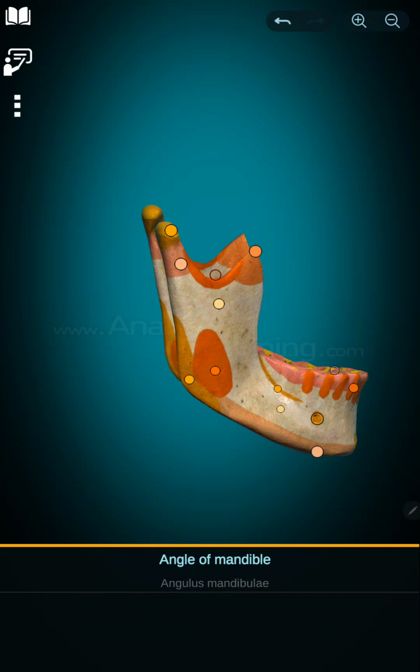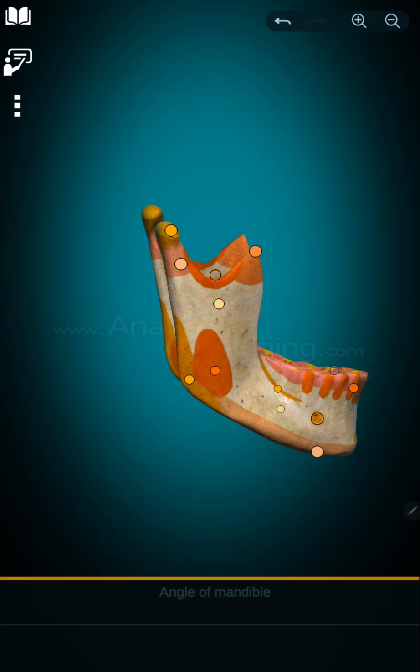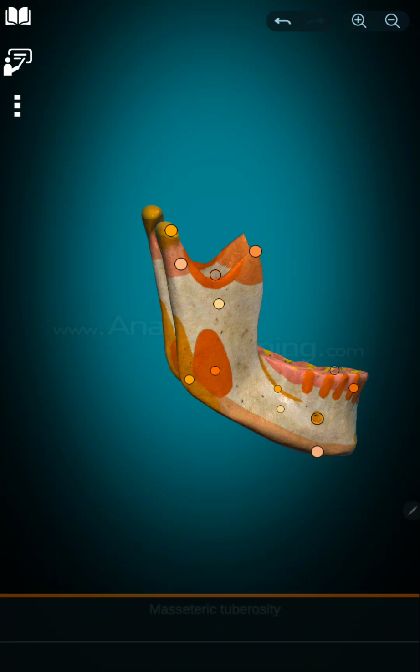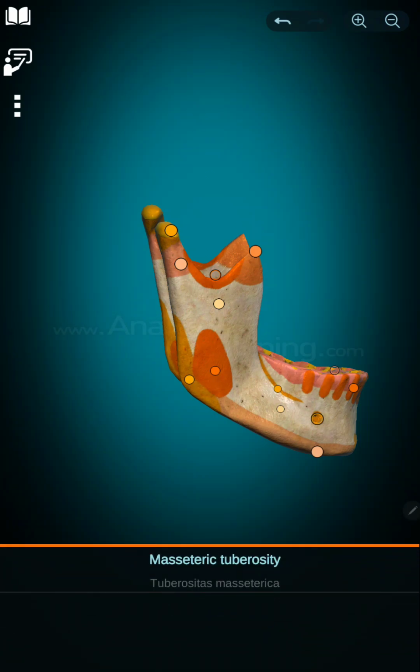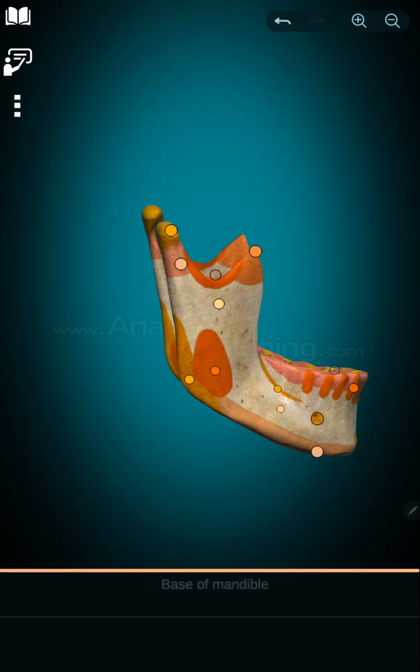So the base we are talking about, this one is the base of the mandible. This one is the angle of the mandible. This one is the mesenteric tuberosity. So the lower border, what is the lower border? It is a backward continuation of the base of the mandible.